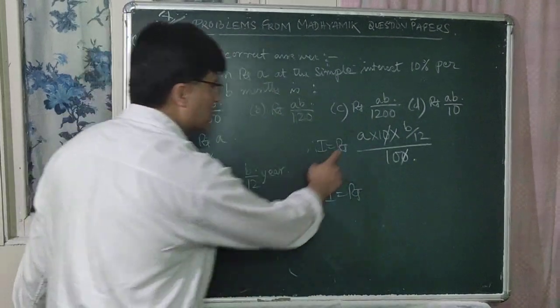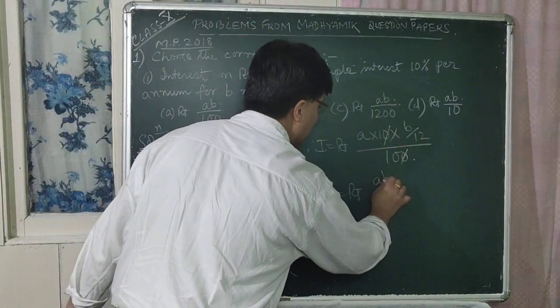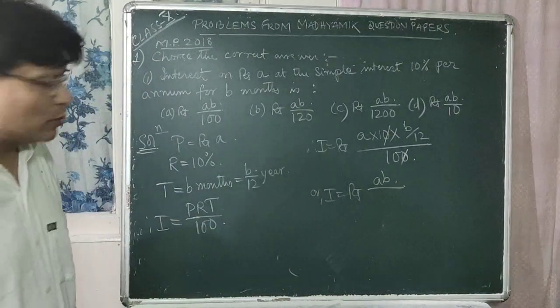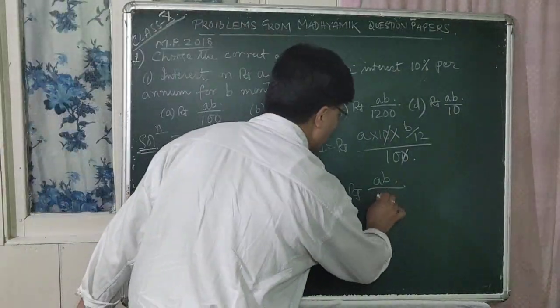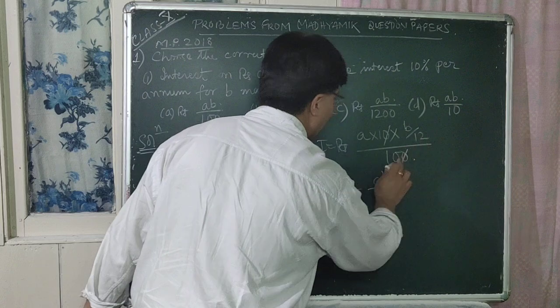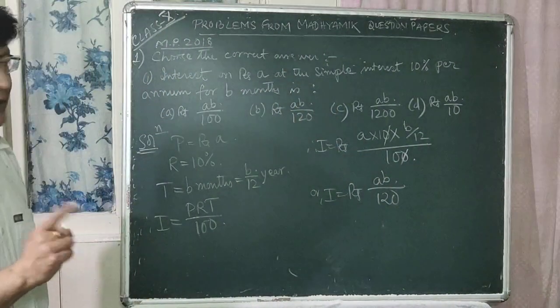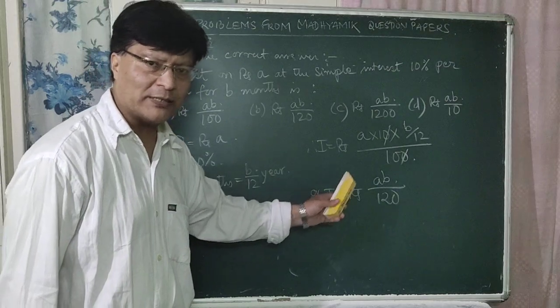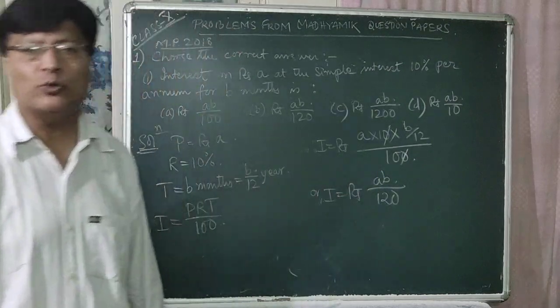Now in the numerator this is A into B, AB. Now these 12 and 10 are in the denominator. What is 12 tens are? 120. These 12 and 10 should be multiplied, so 12 tens are 120. So what is the required interest? It is rupees AB divided by 120.